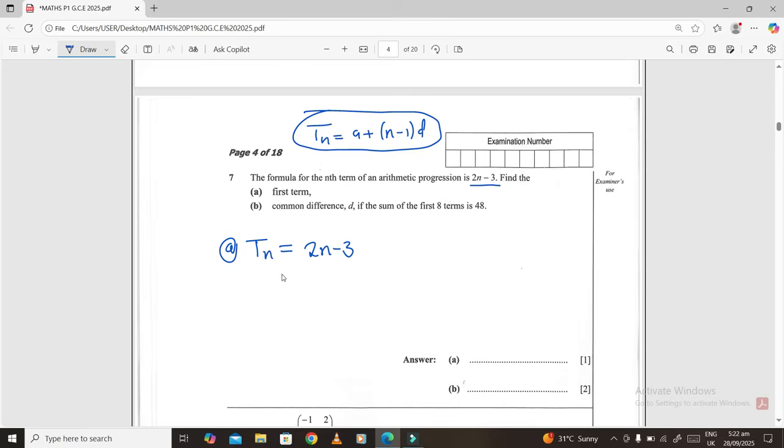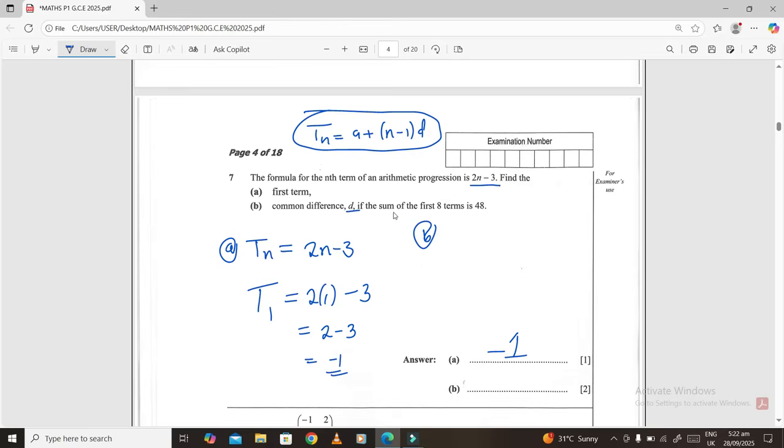So now to find the first term, we know that the first term will be a1, where n is 1, and this of course will be negative 1. So the first term is negative 1. You write negative 1. For question B, they've given us a situation.